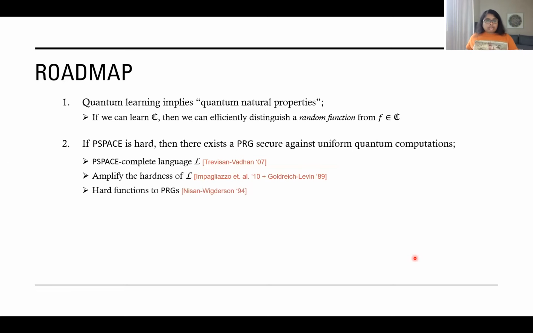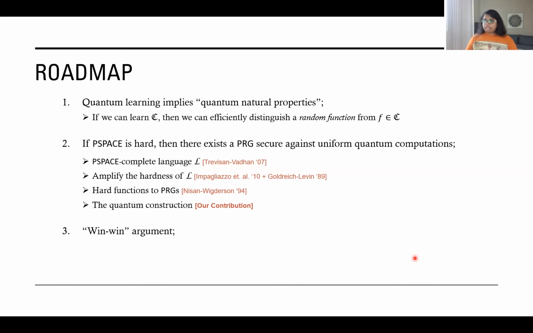Next, we have to convert this amplified hard function into something that extracts a random bit or a random string out of it. And for that, we use the Nisan-Wigderson designs that exist and that are well known. And then now that we have the PRG that is constructed, and once we prove its security, which is our main contribution, we can go on to the next step. The last step is how do you use this PRG and these natural properties to put it together?